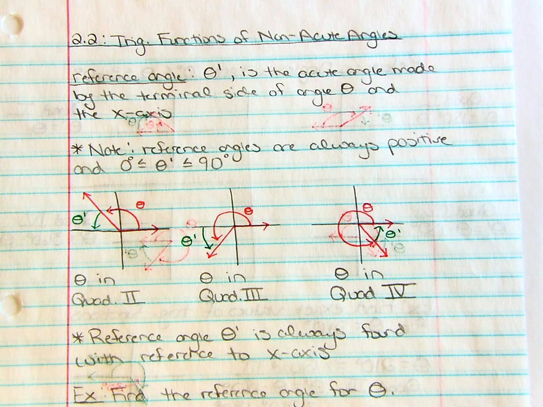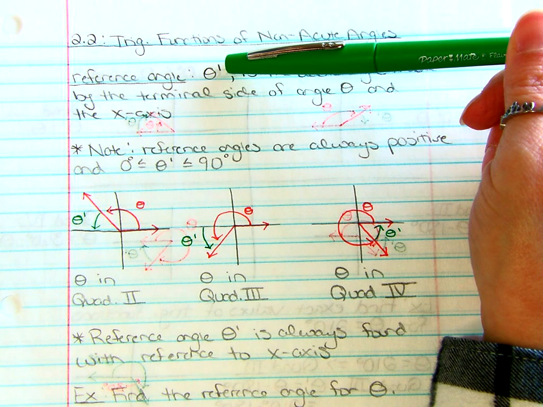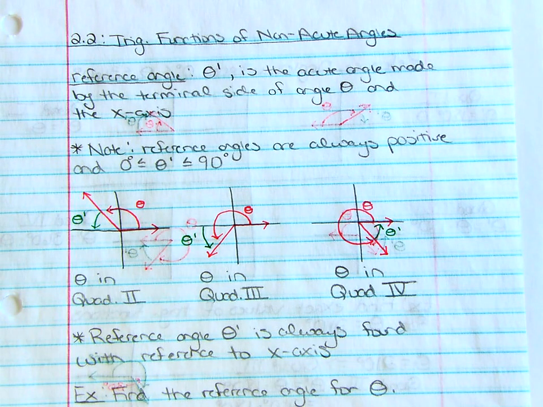Yes, it could be a right angle, but we've already covered those, so that's not really what we're talking about. We're talking about these obtuse angles that are greater than 90 degrees. And in order to talk about obtuse angles, we actually have to talk about a reference angle, which is indicated with the theta with the little prime mark up in the right. That's a reference angle indicator. This is an acute angle that is made by the terminal side of your angle theta and the x-axis.